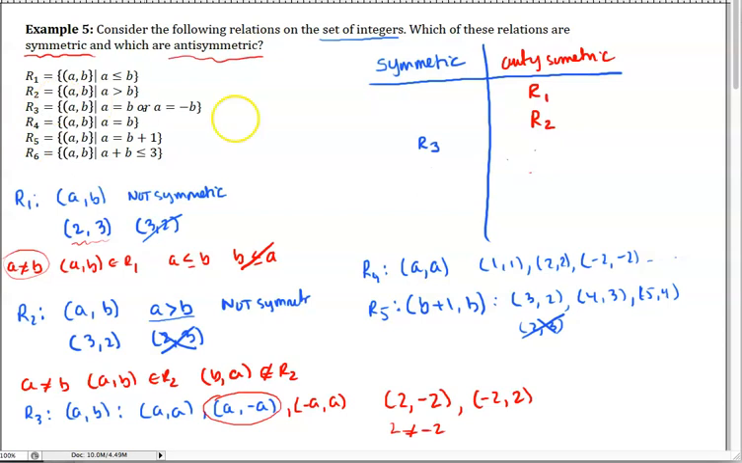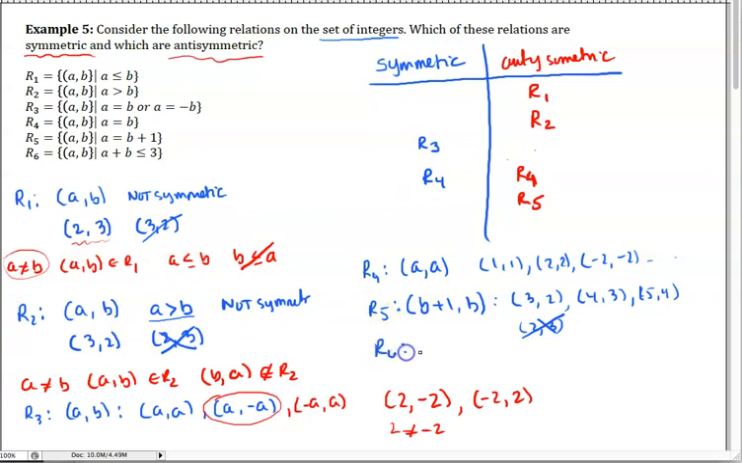My table is getting a bit disorganized. So we checked R3 was symmetric only. R4 was both symmetric and anti-symmetric. That should have been R4. R5 cannot be symmetric, but it's definitely anti-symmetric. All right, and let's look at R6.